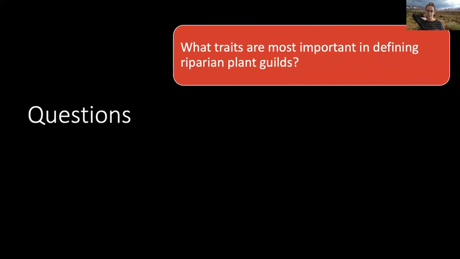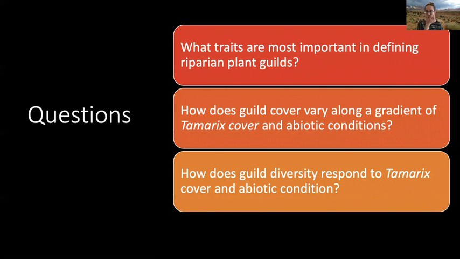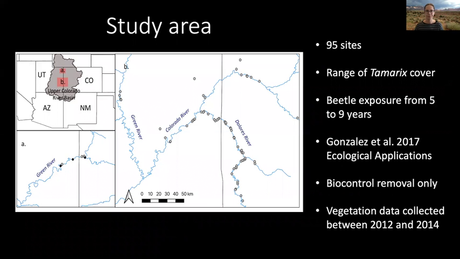This study looks at a snapshot of Tamarix cover across a large geographic area and asks what traits are most important in defining riparian plant guilds. And by guilds, I mean groups of species with similar traits. Secondly, how does guild cover vary along a gradient of Tamarix cover and abiotic condition? And lastly, how does guild diversity respond to Tamarix cover and abiotic condition?